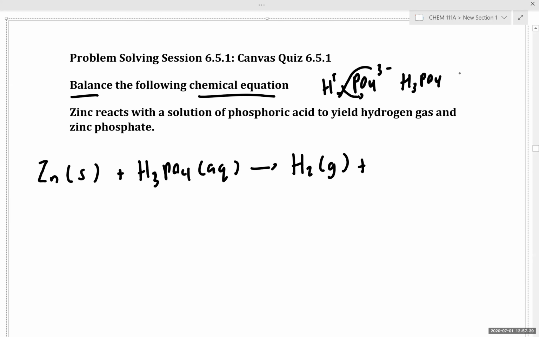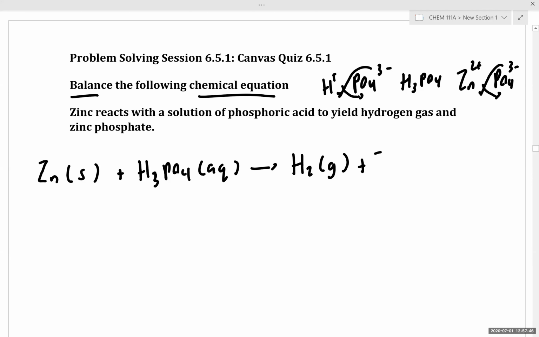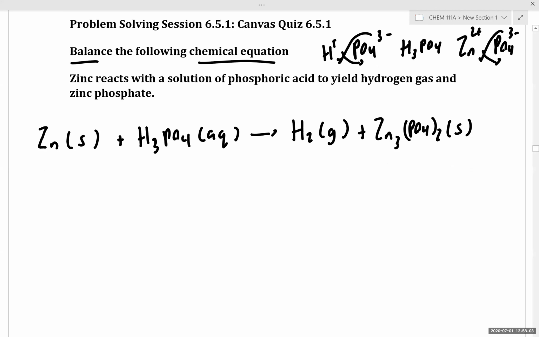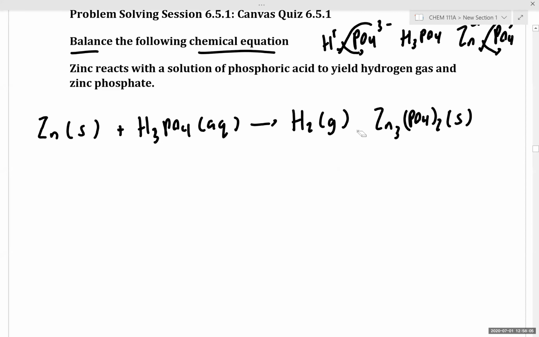And zinc phosphate, so we have zinc 2 plus and PO4 3 minus. We cross our charges and that gives us Zn3(PO4)2. And zinc phosphate is a solid, though that's not super important for this problem. So now that we have our chemical formulas, let's take about 2 to 3 minutes to try and balance the following chemical equation.